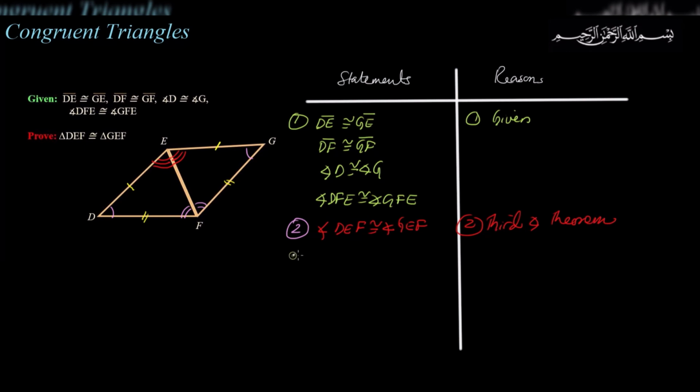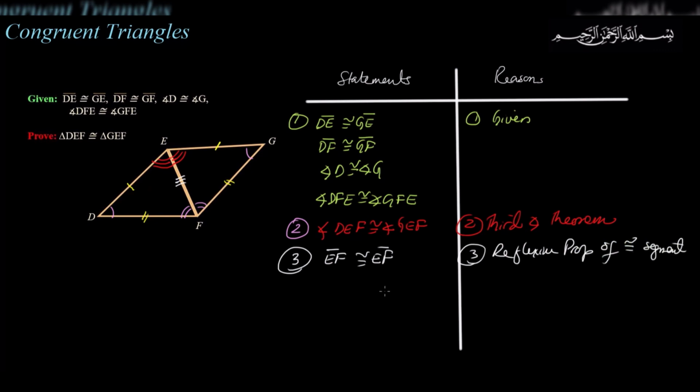Okay, so we got that. We got all the angles congruent, and we got two sides congruent. We need a third side, but this third side is shared between the two triangles. So that's a common side. EF is common to them. EF is congruent to EF. We have to say that because we're going to need the three sides of a triangle. That's the reflexive property of congruent segments.